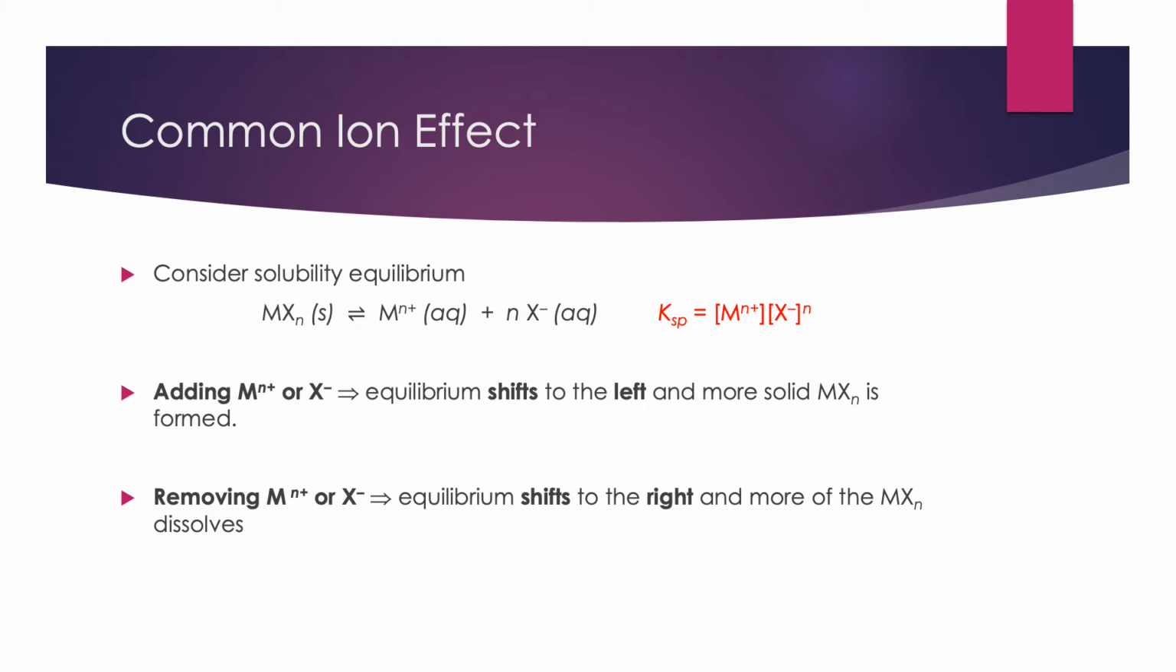Now, if we were to add some metal ions to this mixture, the equilibrium would shift to the left and more solid compound is going to be formed. In other words, we're going to be pushing some of the X- ion out of solution. On the other hand, if during the course of dissolving this in an aqueous solution we removed one of those ions, the equilibrium would have to shift back to the right and more of our compound would dissolve in the solution. So already we can see a very handy way that we could shift the equilibrium of the solubility of something in the solution.